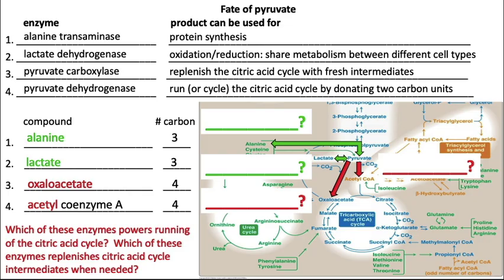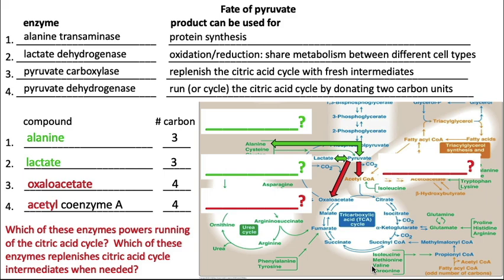So let's say that you're really low on sugar, your brain needs sugar, and you're running a whole lot of gluconeogenesis in the liver while you're converting oxaloacetate into sugar. And that can deplete the intermediates in the citric acid cycle.